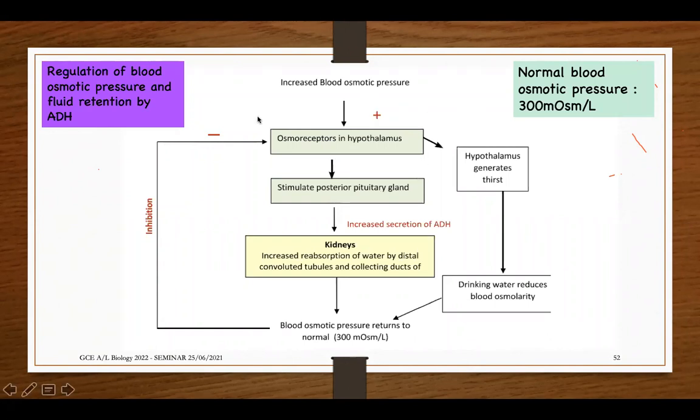Let's see what aldosterone does. Is this part clear? Whatever is done by ADH, is it clear to you all? Okay, then let's move on to what is done by aldosterone.